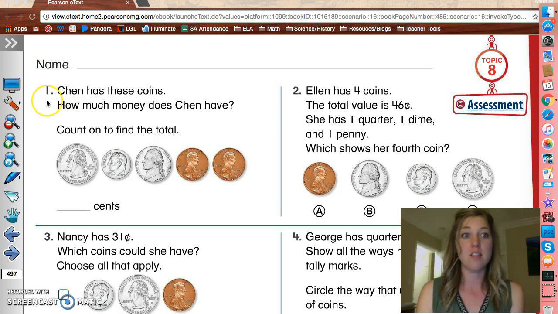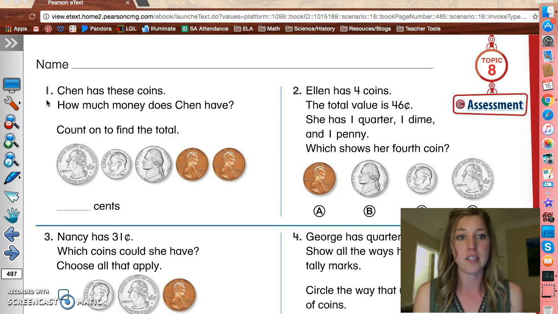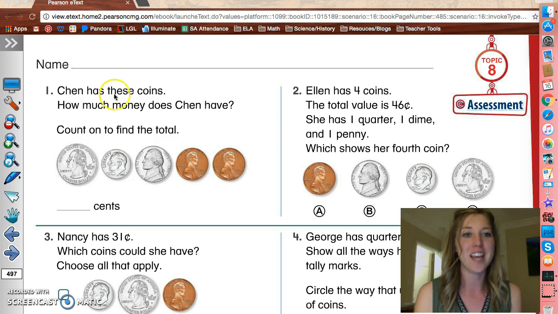So number 1 says Chen has these coins. How much money does Chen have? Count on to find the total. So they put it in order for you already. And so now you just start here, count on, and how many cents does Chen have total? You can pause and work on that one.